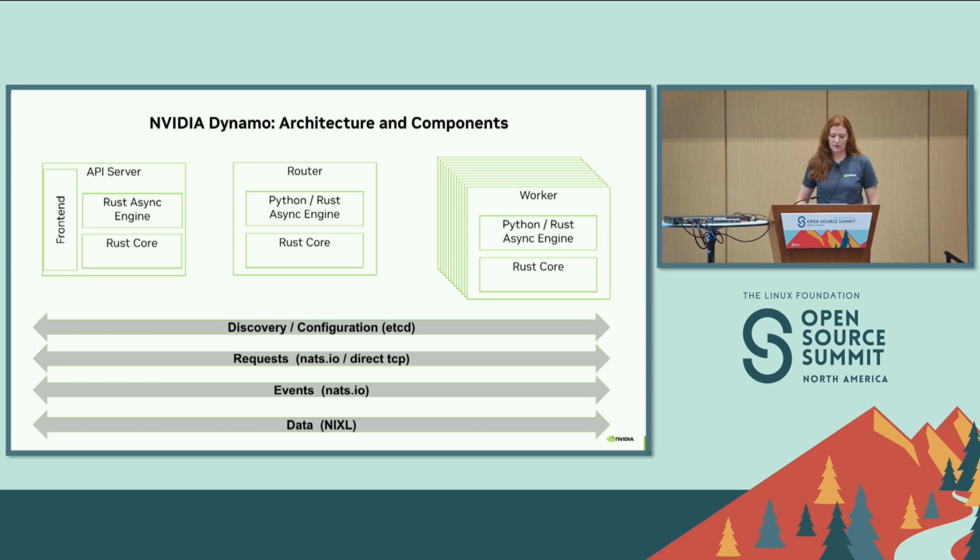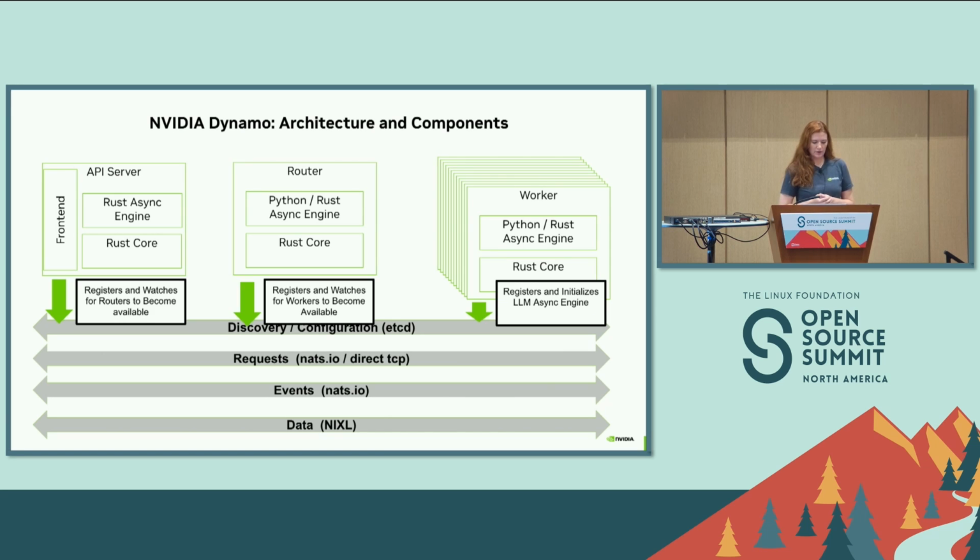So let's look at the architecture step by step. Here's the simple idea. We have our API server, we have our router, and multiple workers. Dynamo is Rust native, but we also have Python bindings, because a lot of AI and machine learning work lives in Python. So we love our AI engineers. We would like them to feel comfortable, and we don't want them to relearn any new languages. So we provide options through Python bindings.